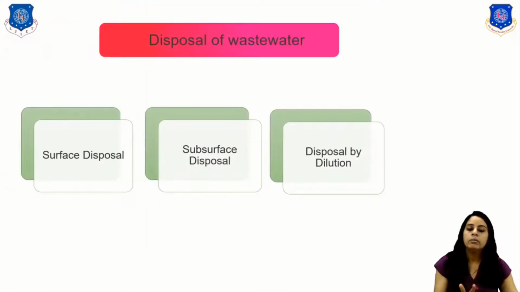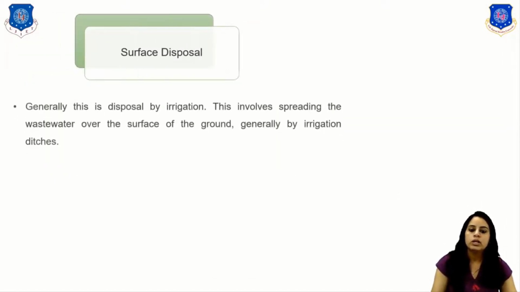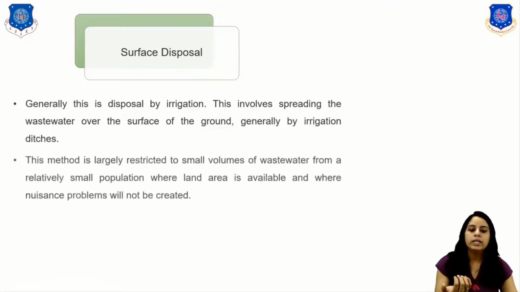Basically, there are three methods for the disposal of wastewater, which are surface disposal, then subsurface disposal, or disposal by dilution. First of all, we discuss surface disposal. Okay, so it is a basic method. It is disposal by irrigation.